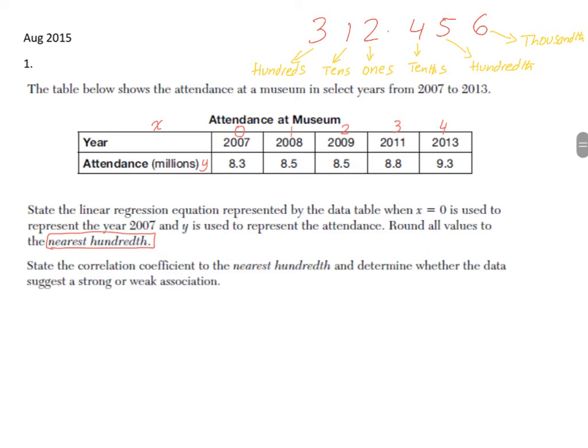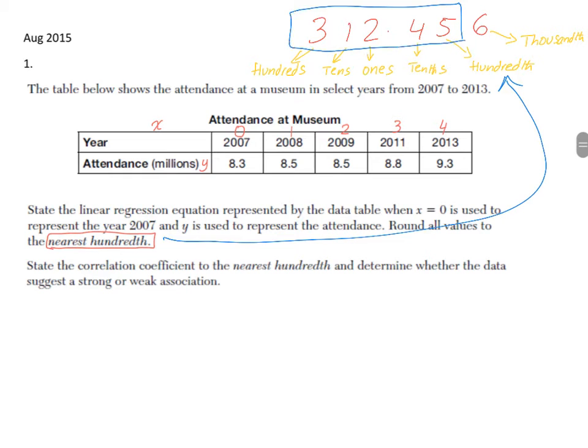Now they need the nearest hundredth, so they want till the second decimal place. All right, so this is what they want. Now again, if you recall how to solve questions of this sort, we had to use our calculator, and let's turn the calculator on.